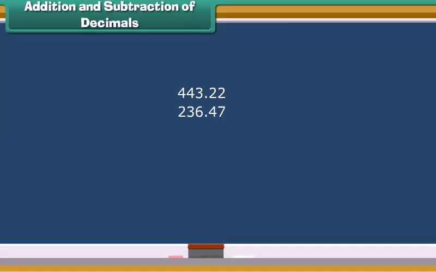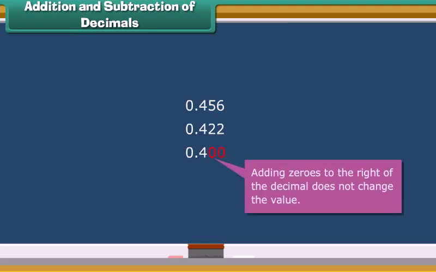Decimals are easier to add or subtract just like whole numbers. For this purpose, you have to line up the decimals first. See, it's easy. Also, decimal numbers are easier to compare. Just add zeros at the end of the shorter number to make the numbers of the same length. And you can tell right away which number is bigger. Remember, adding zeros to the right of the decimal does not change the value.